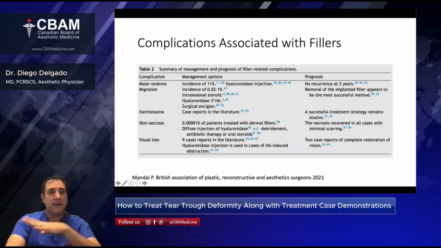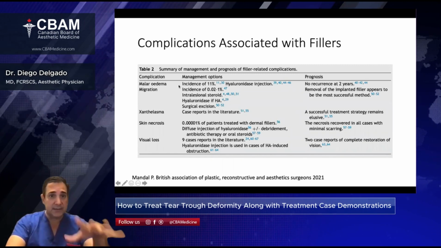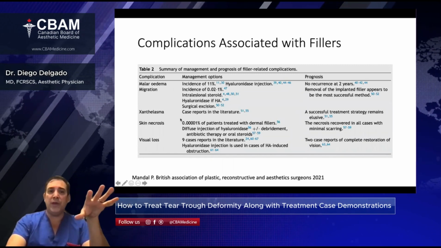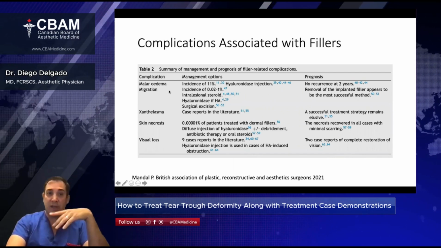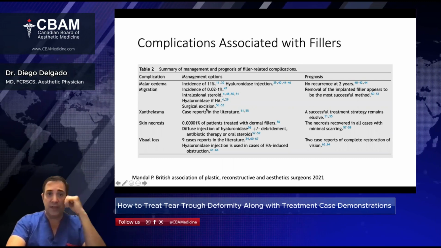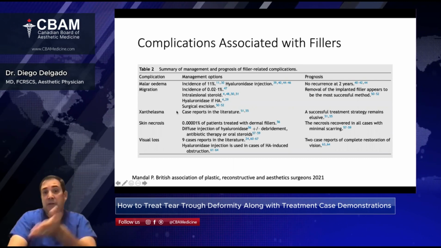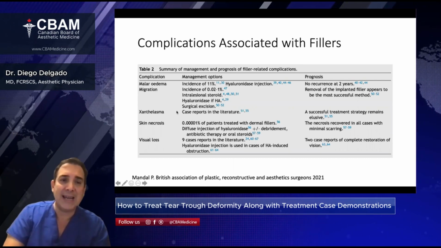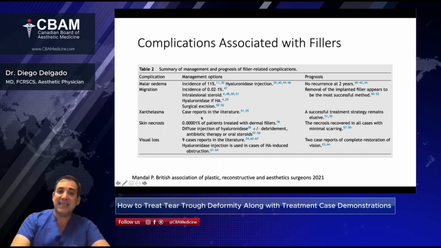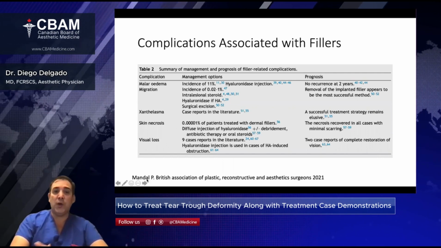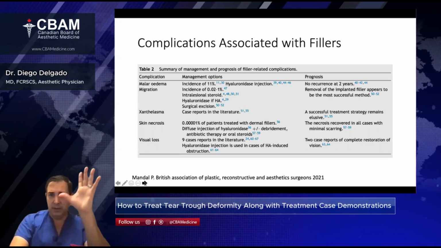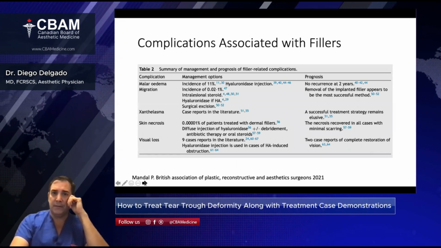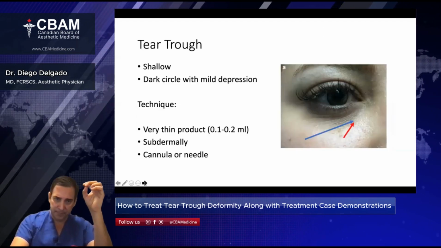area. There are side effects, there are issues that you need to be aware of and explain to your patients. It could be edema, migration, which is not that frequent, but it occurs, especially if you don't put the product in the right layer. Xanthelasma, skin necrosis is very rare, and visual loss, of course, if you do a vascular complication, because of the anatomy process that I mentioned earlier.